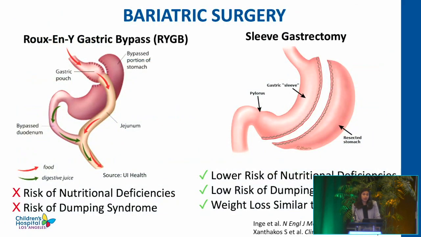So there are a few types of bariatric surgery. The two more common ones are the Roux-en-Y gastric bypass and the sleeve gastrectomy, and there are important differences between the two of them. The Roux-en-Y gastric bypass has both a restrictive component and a malabsorptive component. The restrictive component is a smaller gastric pouch, and the malabsorptive component is the fact that the duodenum is bypassed.